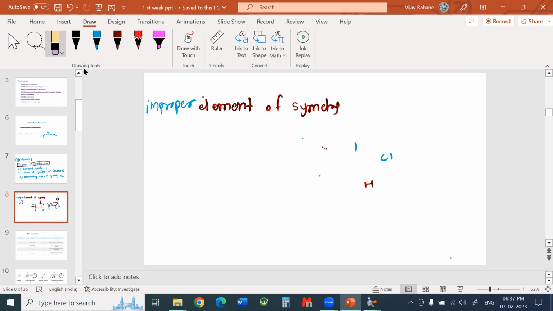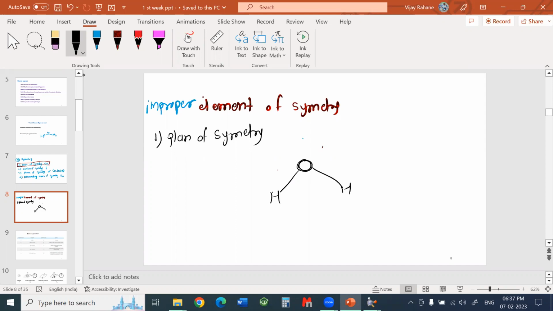Another improper element of symmetry is the plane of symmetry. For the plane of symmetry, let's take the example of the water molecule. Here is the centrally situated oxygen atom, and to this oxygen atom there is a hydrogen. In another direction there is another hydrogen, and these are the lone pairs that we need not take into consideration.